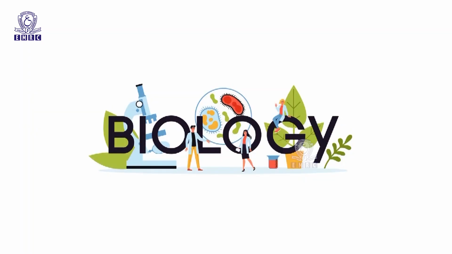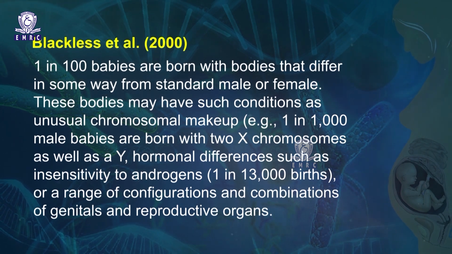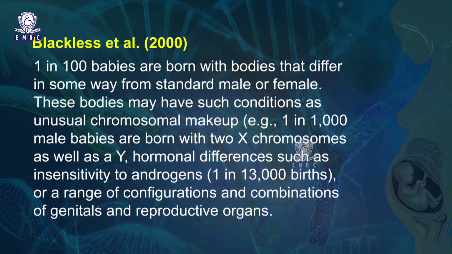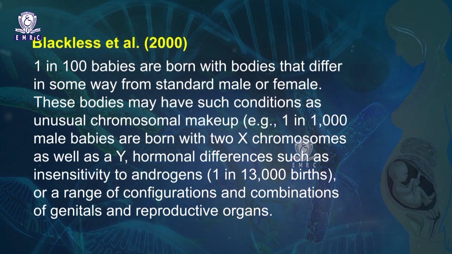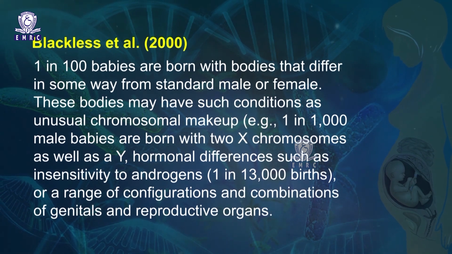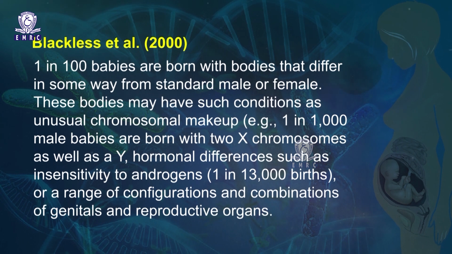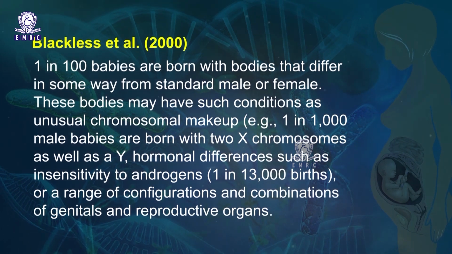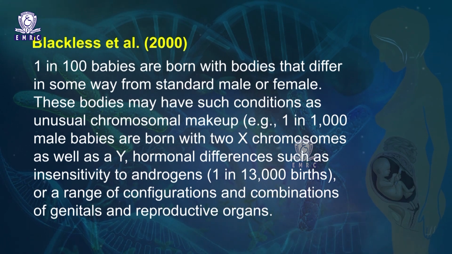Biology offers up dichotomous male and female prototypes, but it also offers us many individuals who do not fit these prototypes in a variety of ways. Blackless and others estimate that 1 in 100 babies are born with bodies that differ in some way from standard male or female. These bodies may have conditions such as unusual chromosomal makeup. For example, 1 in 1000 male babies are born with two X chromosomes as well as a Y. Other conditions include hormonal differences such as insensitivity to androgens, which occurs in about 1 in 13,000 births, or a range of configurations and combinations of genitals and reproductive organs.